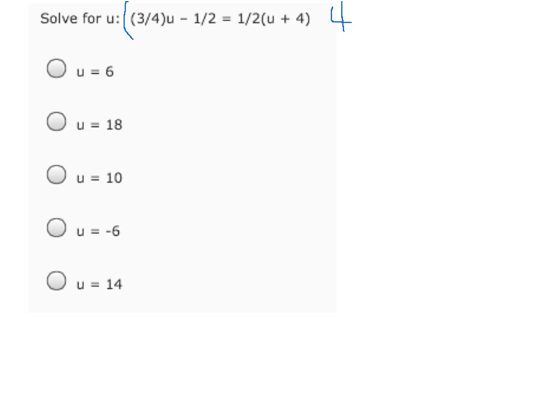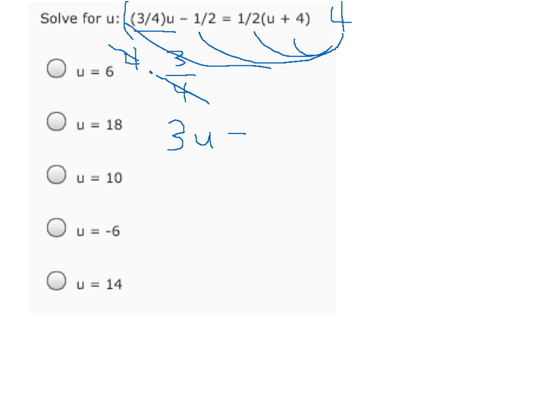So if we go through, we have our first term of 3/4 u, but if we multiply 3/4 times 4, notice that the 4's divide out to 1, so we're left with just 3. So we have 3u minus, and then 1/2 times 4, because we want to make sure we're multiplying every single term by our 4. So 4 times our negative 1/2 gives us a negative 2.